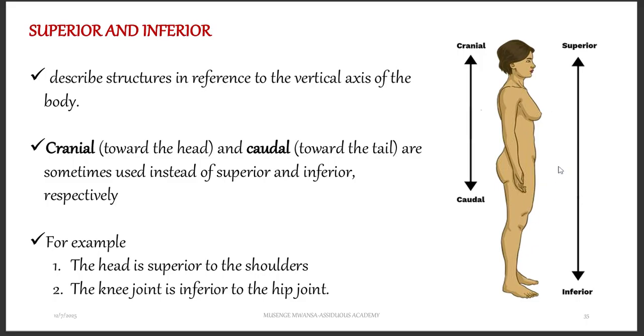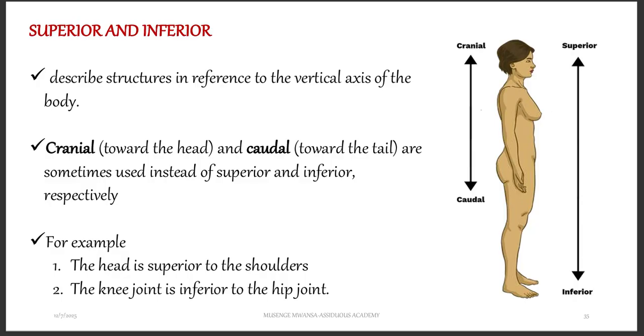For example, if you're comparing the head and the shoulders, the head is superior to the shoulders. Or if we are comparing the knee joint and the hip joint, the hip is on top, the knee is down. So we'll say the knee joint is inferior to the hip joint. Or we can say the nose is cranial to the mouth. The nose is cranial to the mouth. So that means on top. Do cranial and caudal, or superior and inferior, make sense?